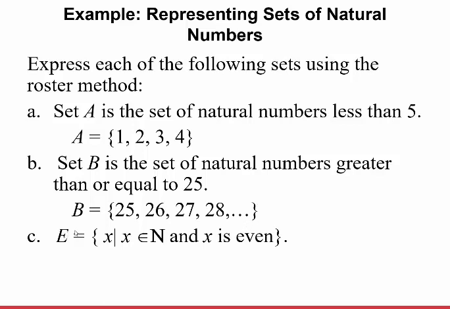Okay, this one's weird. Set E is equal to all the elements x such that x is an element of N, and at the same time, x has to be even. Well, that would be the even natural numbers, which would be 2, 4, 6, 8, comma, goes on forever, because it would be 10, 12, 14, on and on and on.